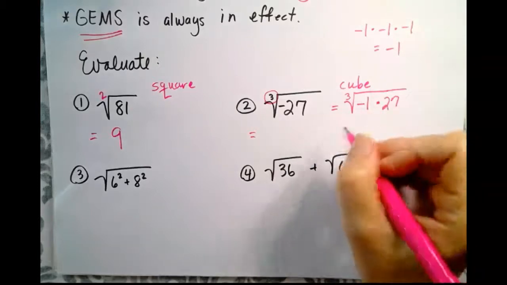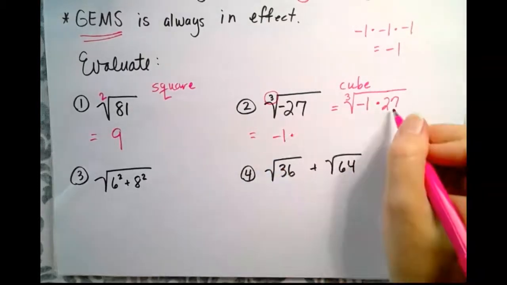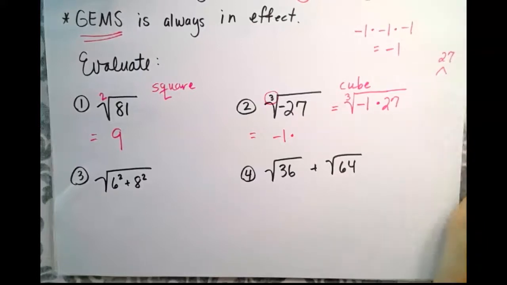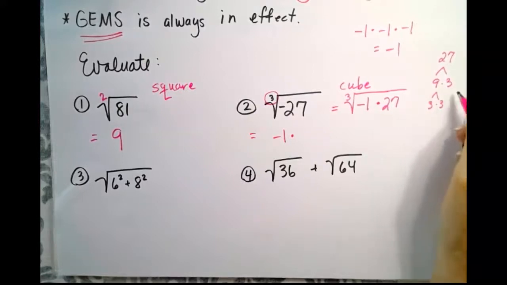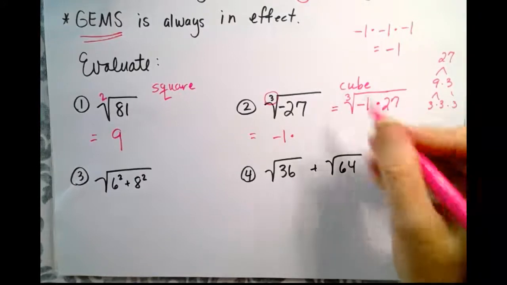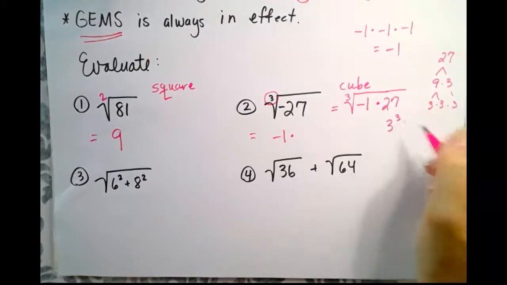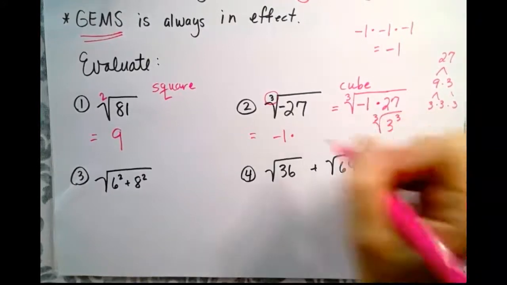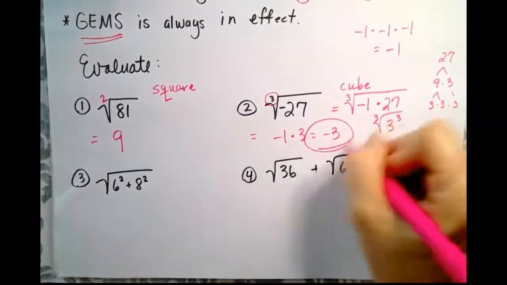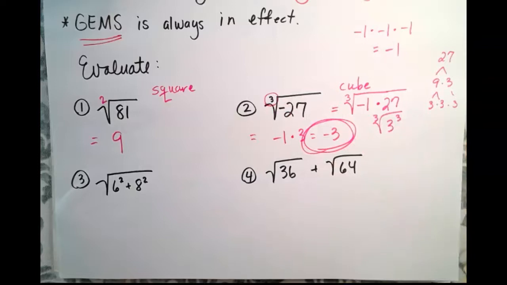So the cube root of negative 1 is negative 1, and for the cube root of 27, we can quickly make a factor tree. It's 9 times 3, which is 3 times 3 times 3. So the 27 can be replaced with 3 to the third, and the cube root of 3 to the third is 3. So negative 1 times 3 is negative 3. So the cube root of negative 27 is negative 3.